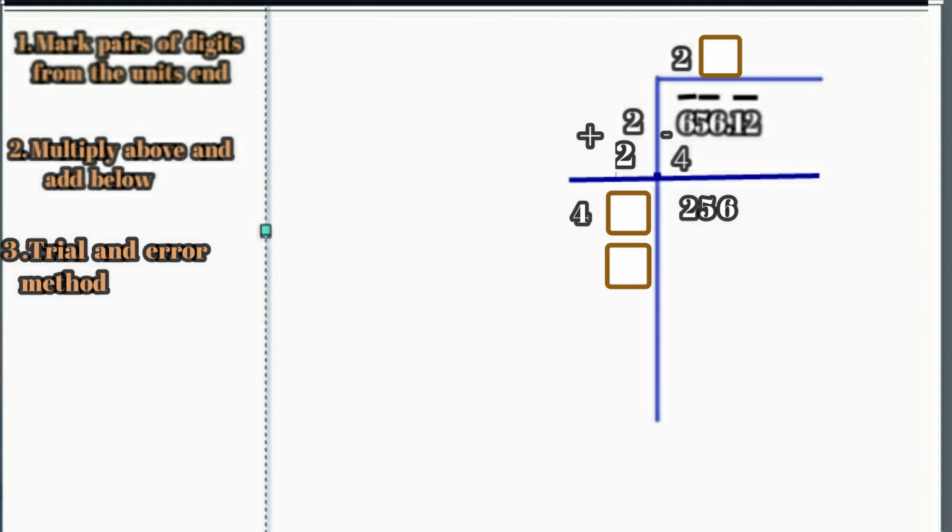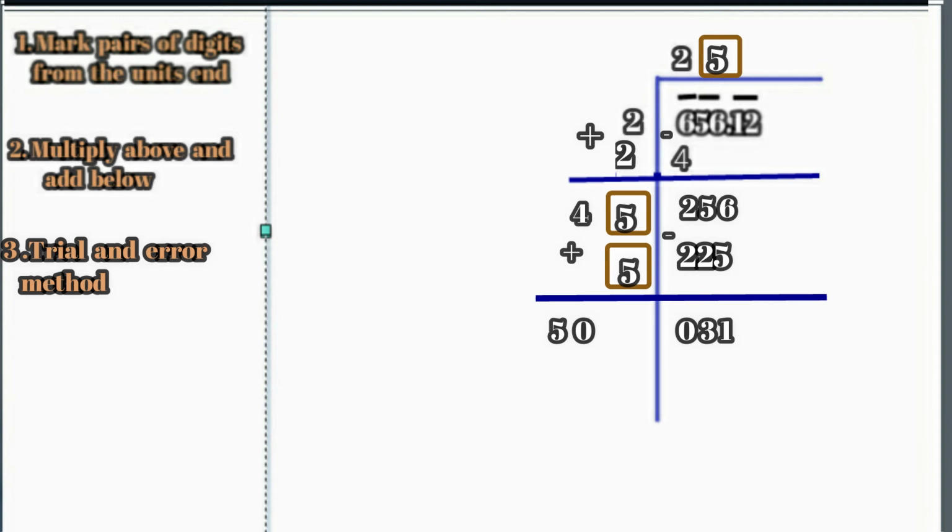We have found the digits in the boxes, so we can go back to the second step. We multiply, add and subtract. After subtracting, we will get 31. But before our next pair, there comes the decimal point. There goes our next step. Place the decimal point in the quotient.